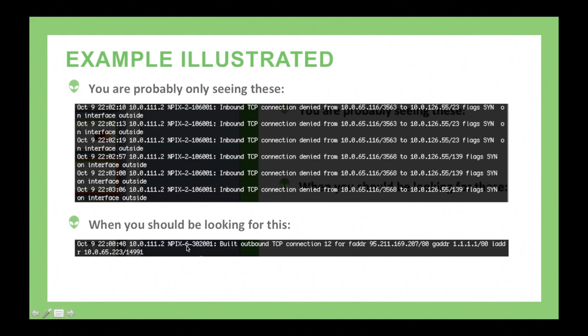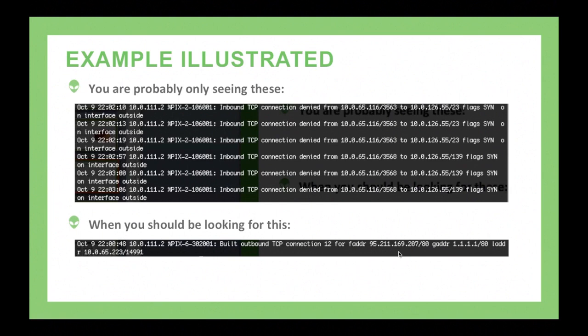And if we look at this bottom message, this is what we're probably more interested in. This is a communication that was permitted outbound, so coming from inside our network going out to the internet. The firewall permitted this communication, and this IP address here, the 95.211.169.207 host, is actually a known bad host out on the internet. So this is a bad IP that has some significance associated with it.